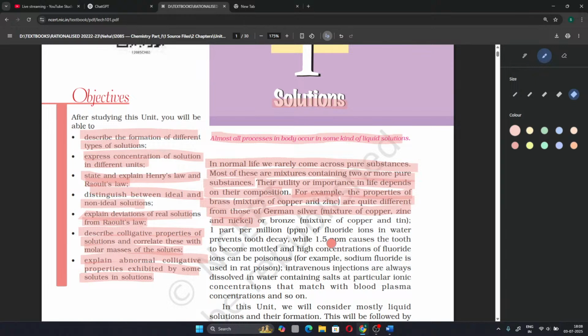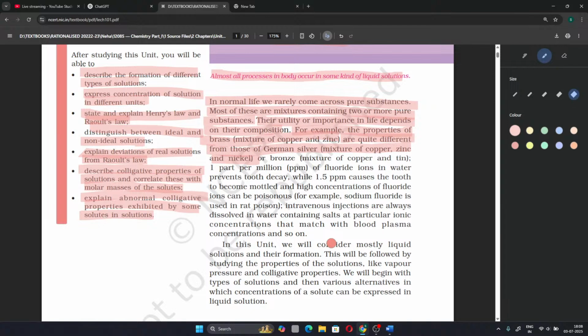Brass is a mixture of zinc and copper, whereas German silver is a mixture of copper and zinc, which are the brass elements, along with nickel. Or bronze, a mixture of copper and tin. Their utility or importance in life depends on their composition, what kind of elemental forms they are made of, and how much of each elemental form is present.